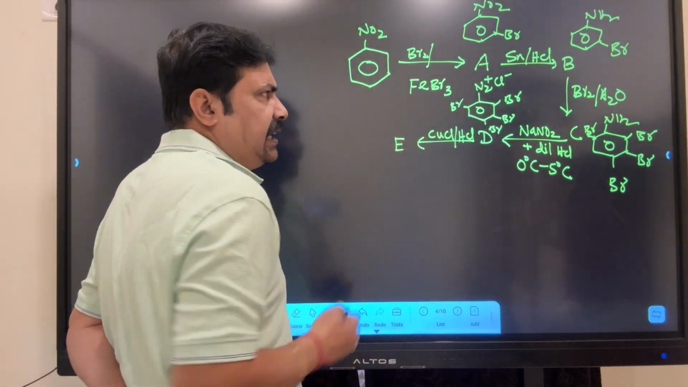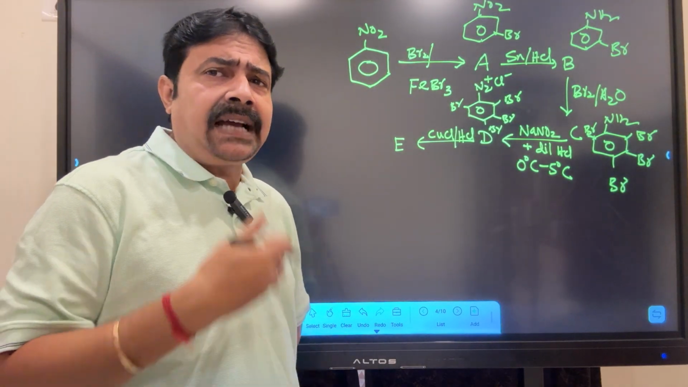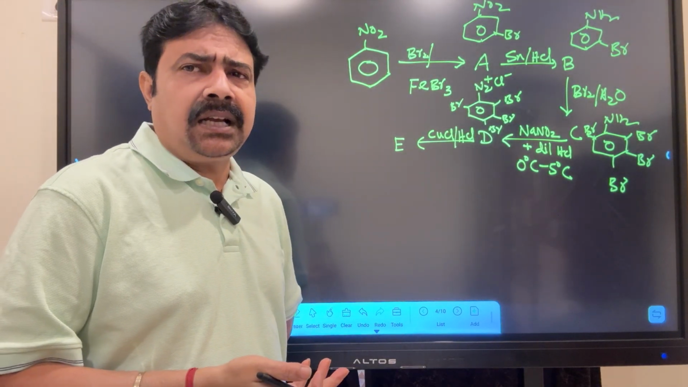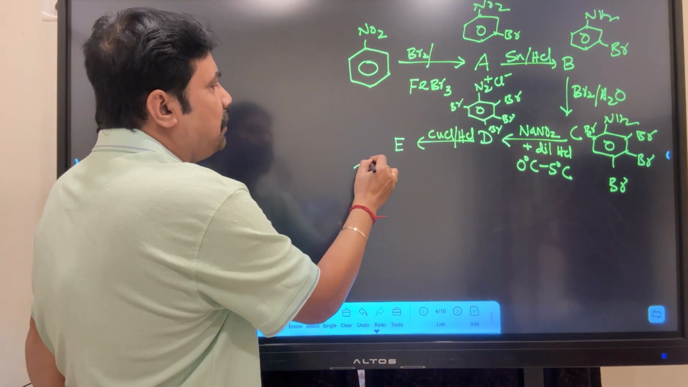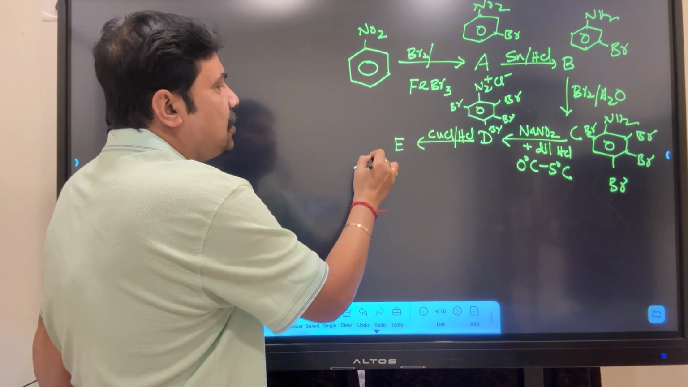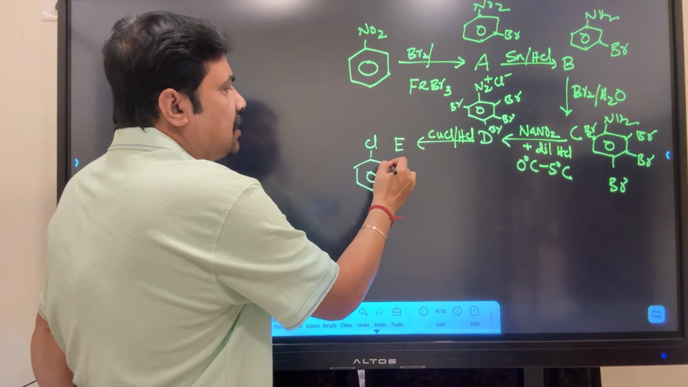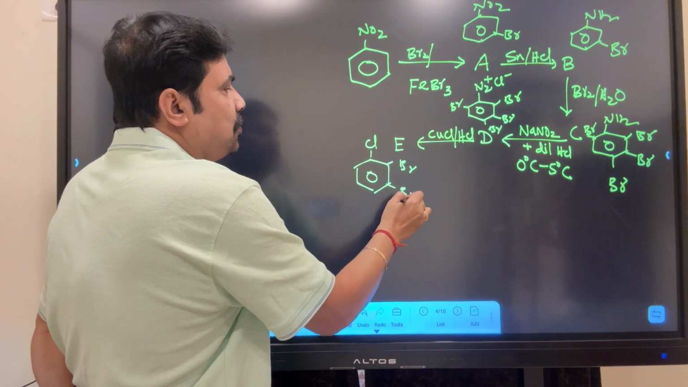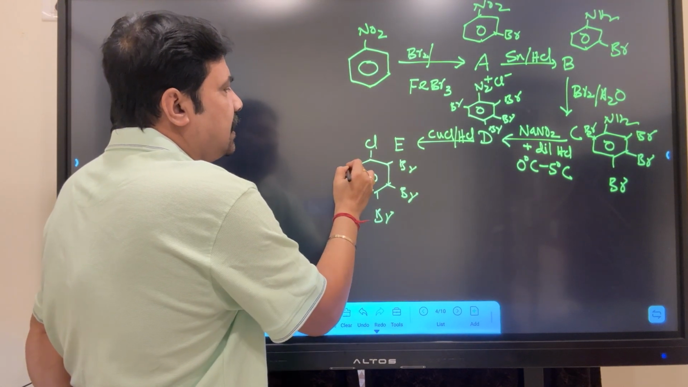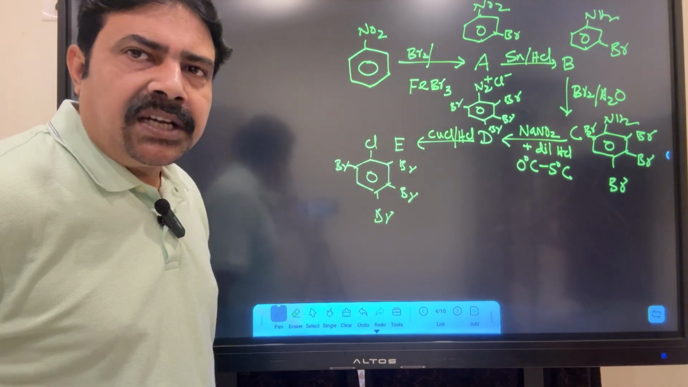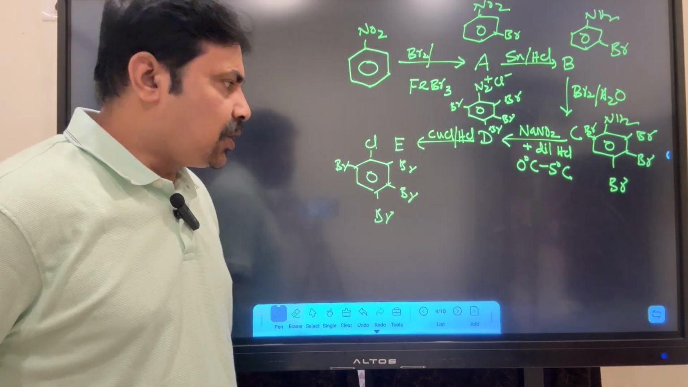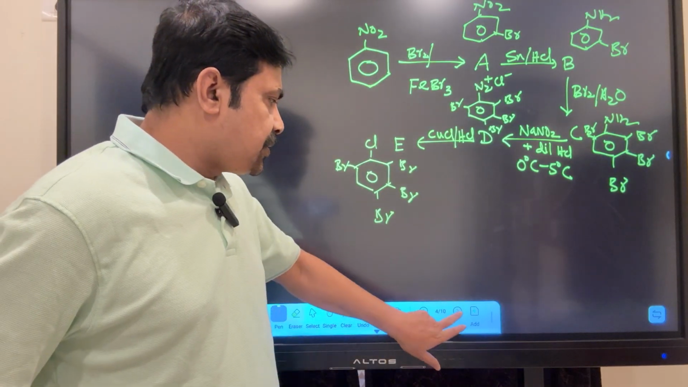Then CuCl, HCl. CuCl, HCl means diazonium, Sandmeyer reaction via radical pathway. So E will be nothing but your compound: here chlorine, and here bromine was there, here bromine was there, here bromine was there, and here bromine was there. This will be your E. They are asking what is E. Point is clear? Okay. Go for the next question.